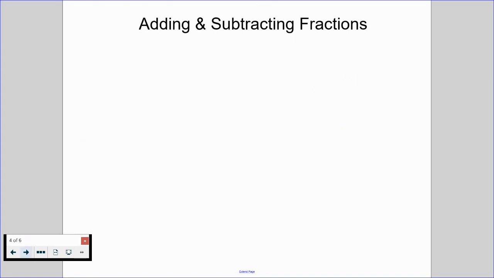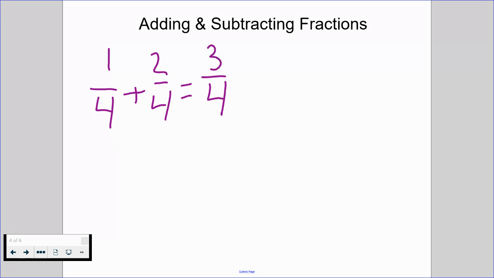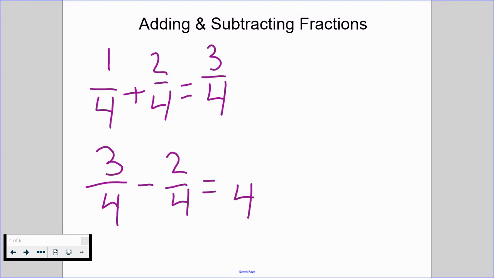We then added and subtracted fractions. Pretty simple. Your denominator is not going to change. You just add the numerators. Same thing with subtraction. Your denominator is not going to change. You just subtract the numerators.